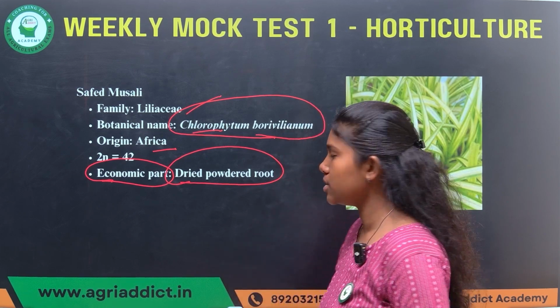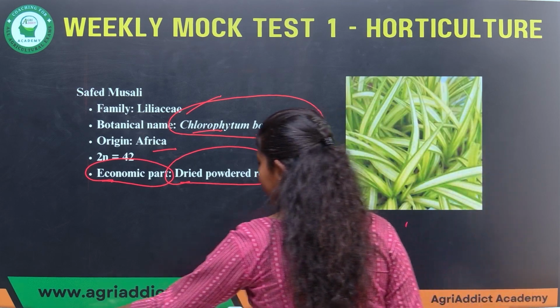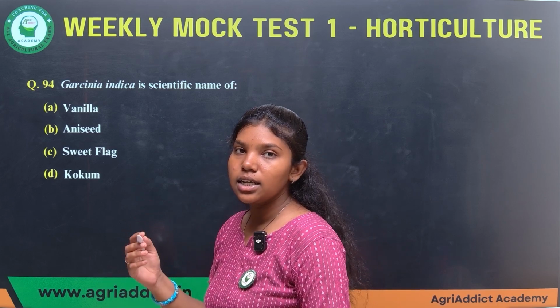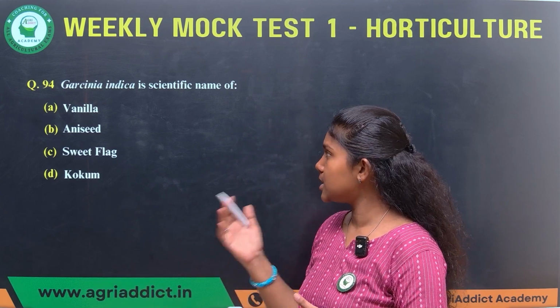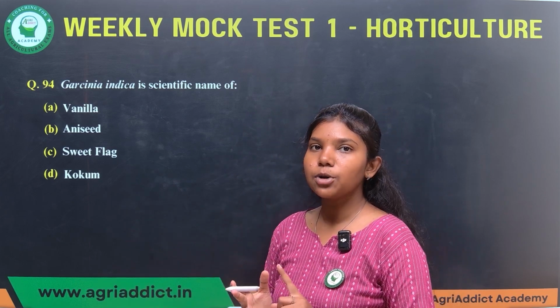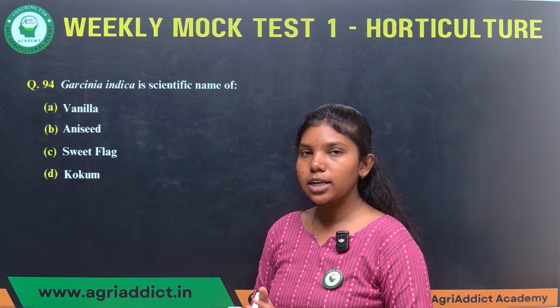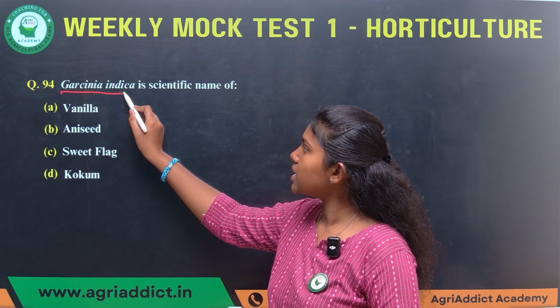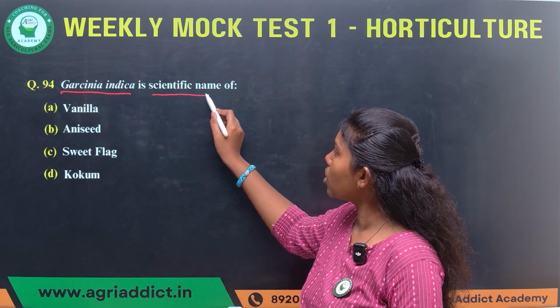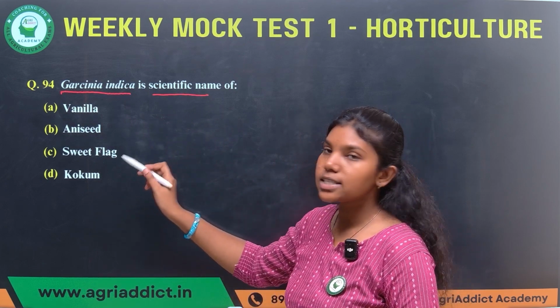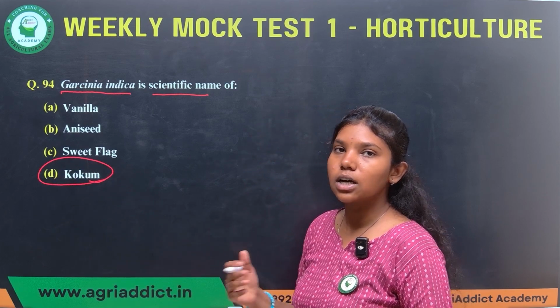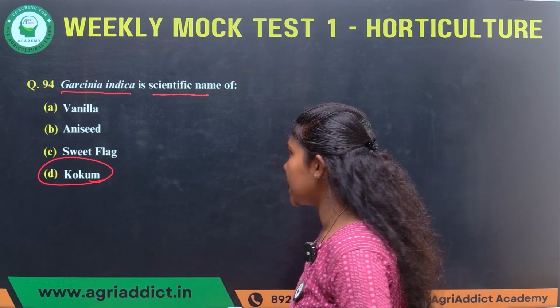We'll go to the next question. As I mentioned earlier, the important points to be studied in this part are the botanical name, common name, economic part used and medicinal value. Here a botanical name is given, Garcinia indica. It is the scientific name of which of the following crops? The answer for this question is Kokum. Hope you all have heard of this term, Kokum. We'll learn more in the next slide.